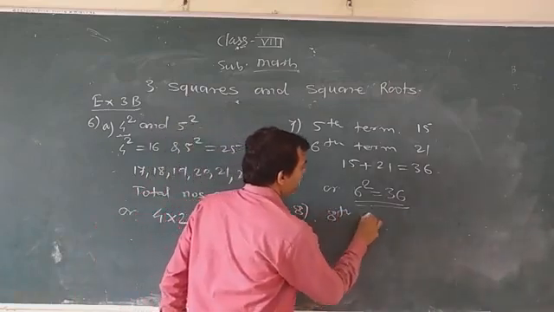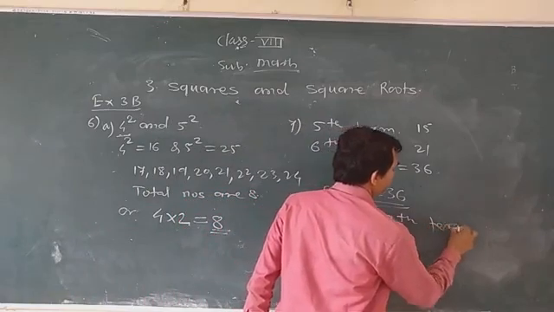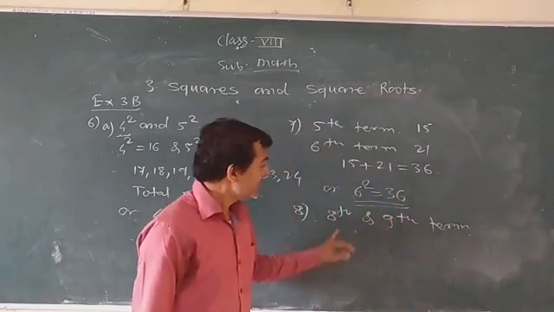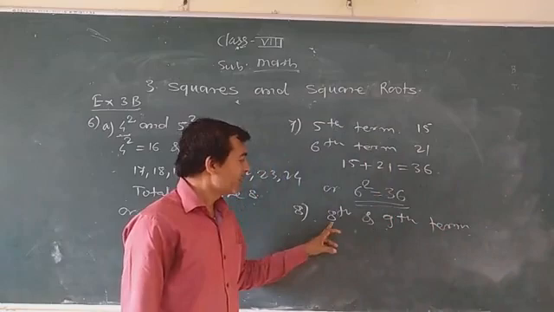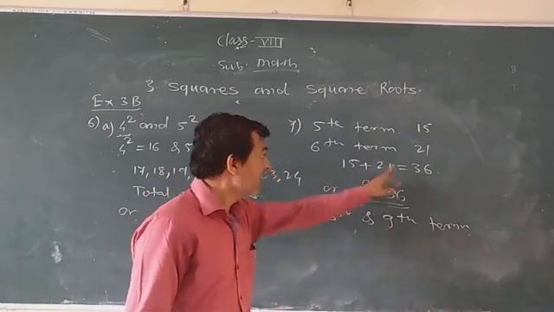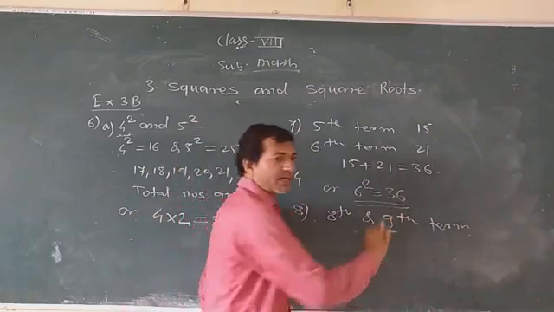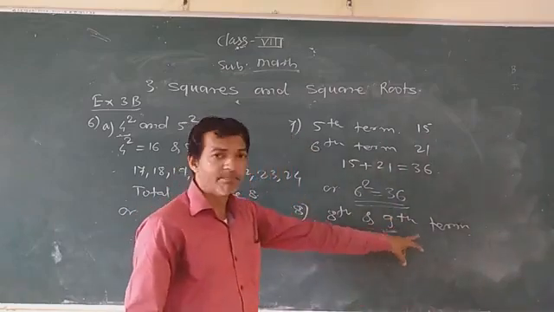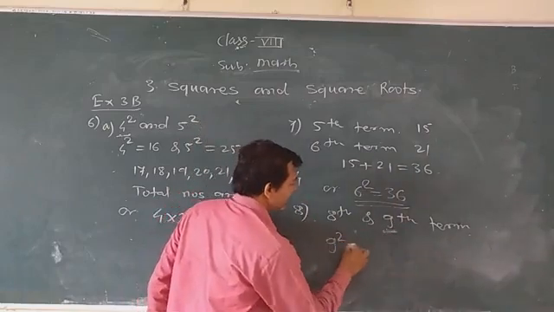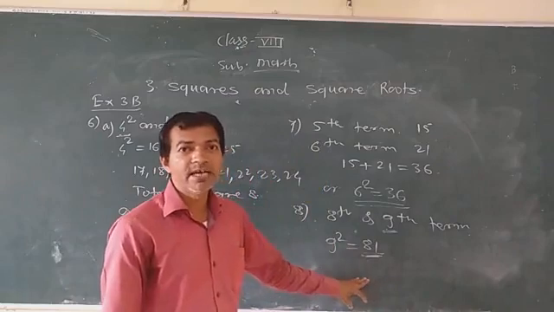8th and 9th triangular number. No need to find how many dots in the 8th term and how many dots in the 9th. What you have to do is square the greatest term. 9 square is equal to 81.